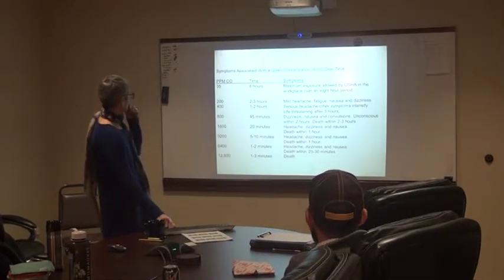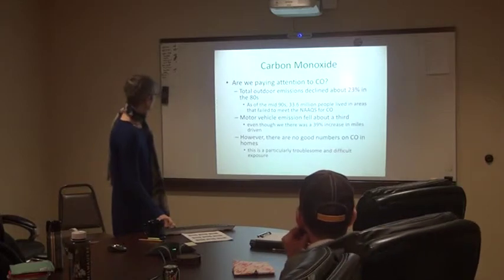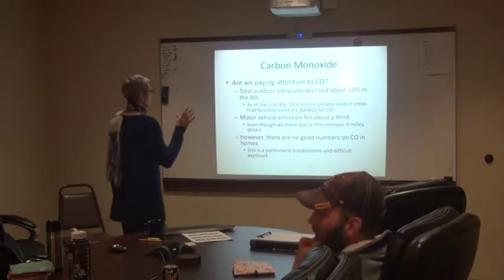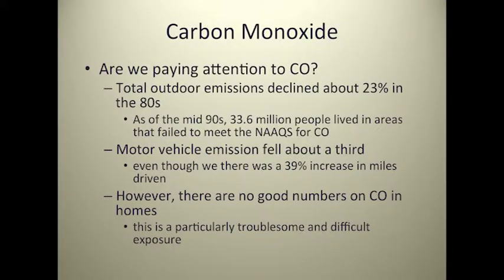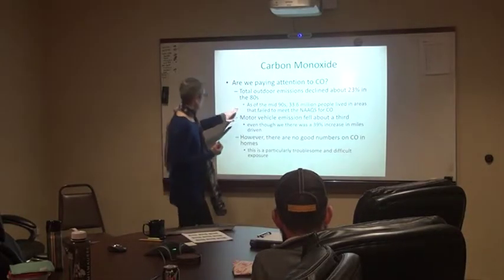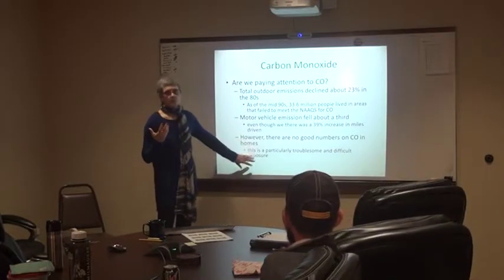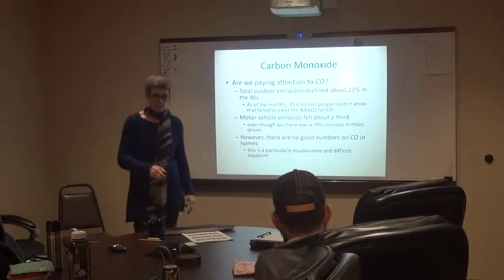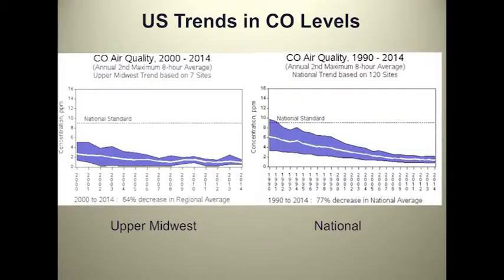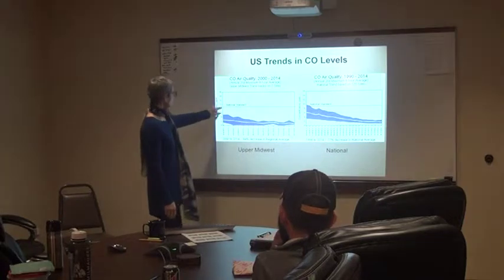So let's see. I think we've gone over this enough that you can tell it's one of my soapboxes. Now, there is some good news with this. Outdoor emissions declined about 23% in the 80s to mid-90s. We're going to talk about what this is at the end of this session. Motor vehicles fell about a third, even though we had a 40% increase in the miles driven. There's no good CO numbers on homes, none. There just isn't anything. Now, these are trends, so these are good. This is regional, this is Upper Midwest, and this is national, and this is the national standard.